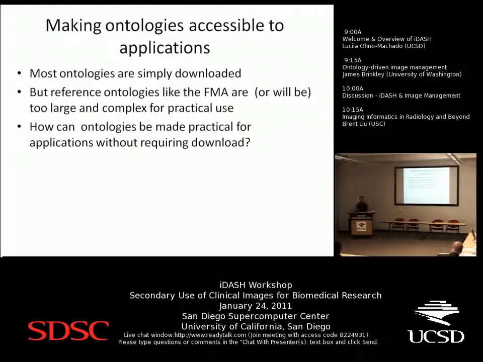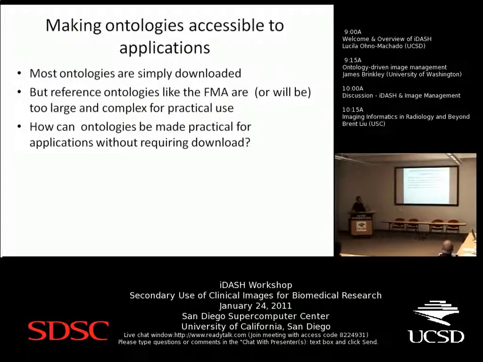So there are a lot of ontologies out there. The next topic I want to ask is how can you actually make these usable for applications? It's one thing to have them, but how do you actually use them for, say, image annotation or image sharing and integration? Most of these ontologies, you just go to BioPortal and download them, store them, and use them in your application.